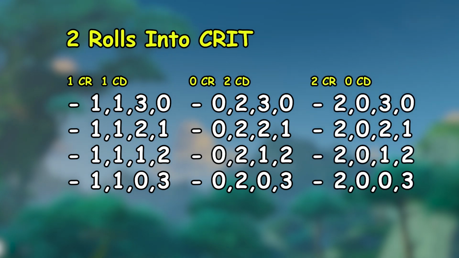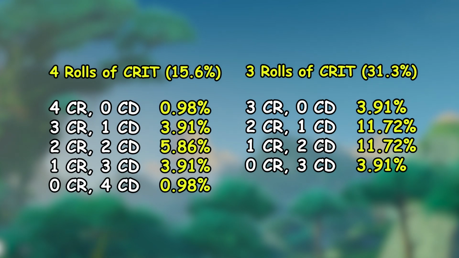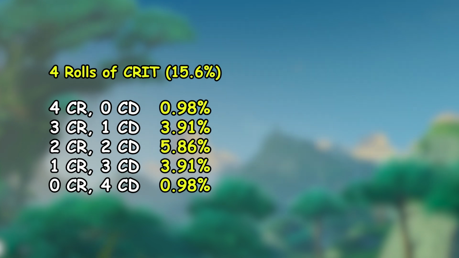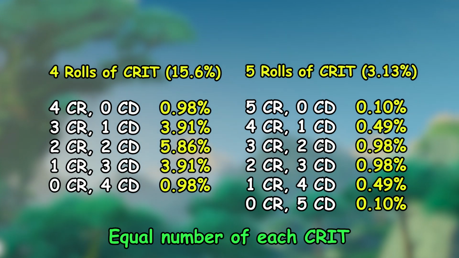The most common result would be 1 roll of crit rate and crit damage each. This is because there are more ways to roll this result. Crit rate could be rolled first followed by crit damage, or vice versa. We can continue to observe this symmetrical behavior for later results, where the tendency appears to lean towards an equal number of crit rate and damage rolls.